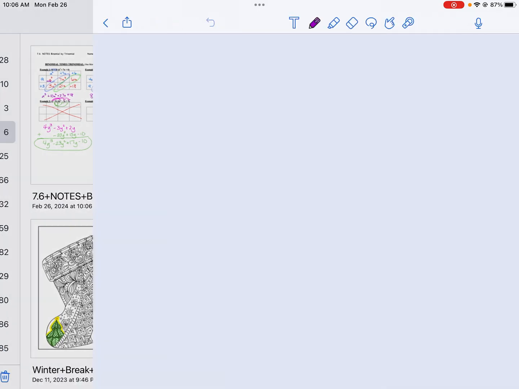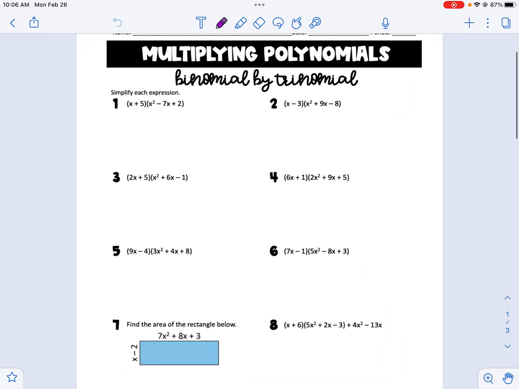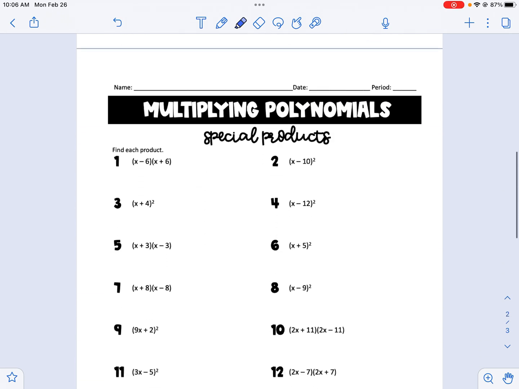All right, so those are my notes. Let me show you the assignment. So the assignment is here. You're going to do binomials times trinomials. You're going to do that on all 8 of them, but 8 does have a little something extra here at the bottom. So if you have trouble, make sure you ask.